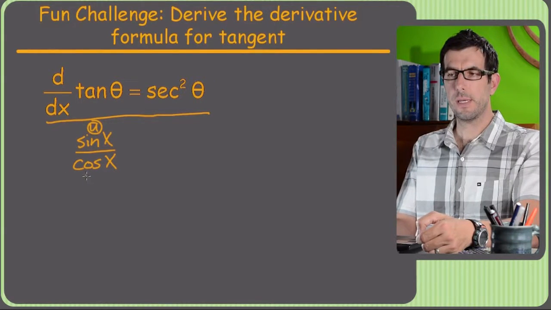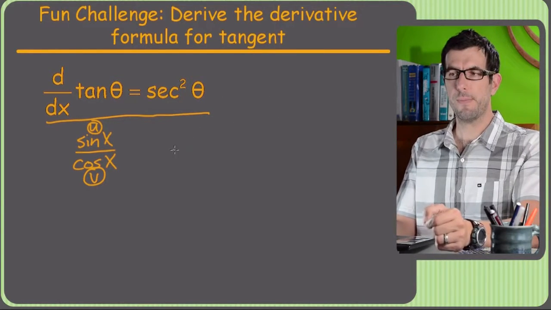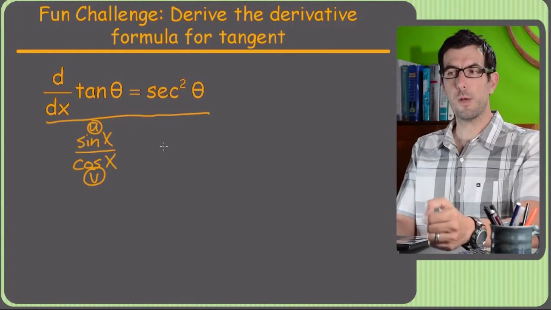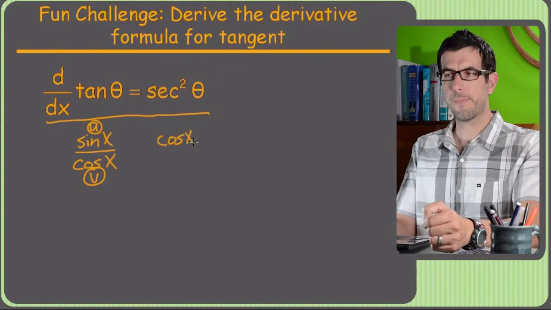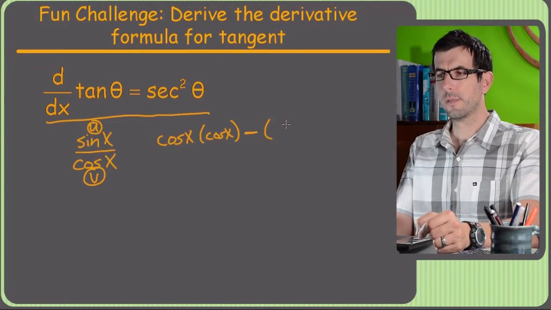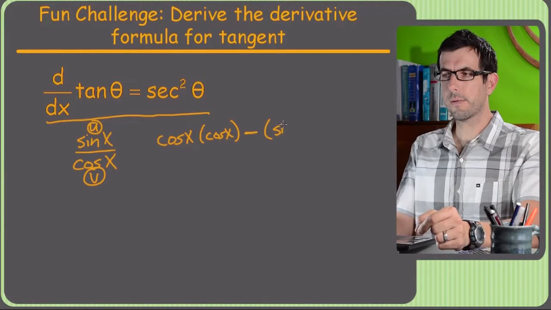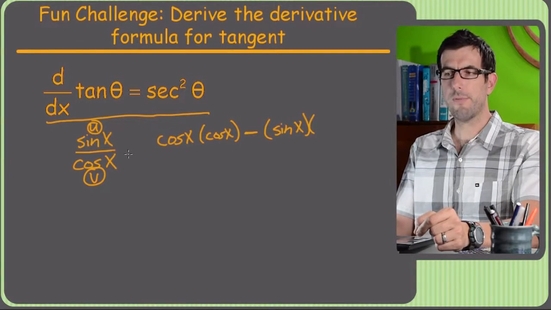Here's u, here's v, and we can use the quotient rule. So I didn't write down the quotient rule on this page, but hey, the denominator wins. So we're going to do v first, which is cosine x, times the derivative of u, which is also cosine x. Then we got to subtract u, which is sine x, times the derivative of v, which is negative sine x.